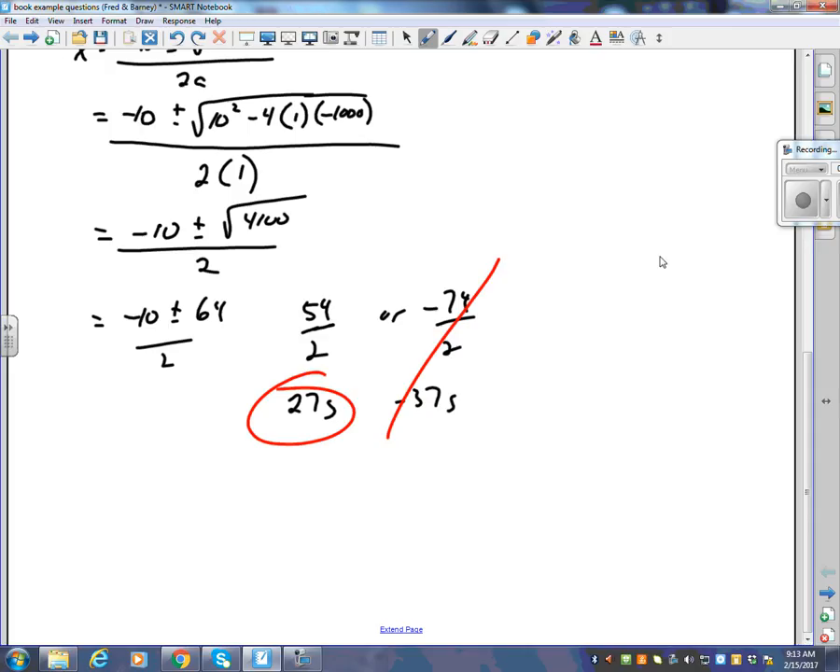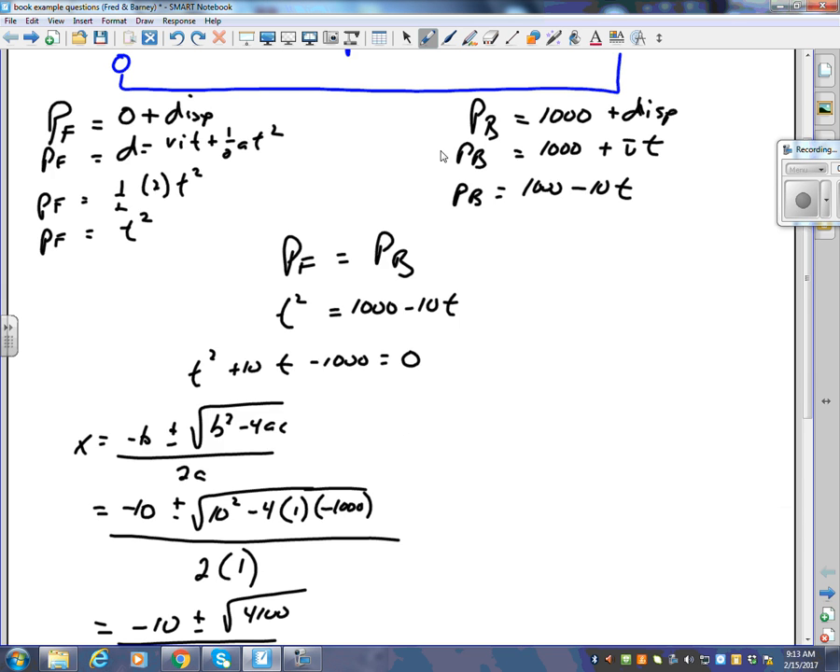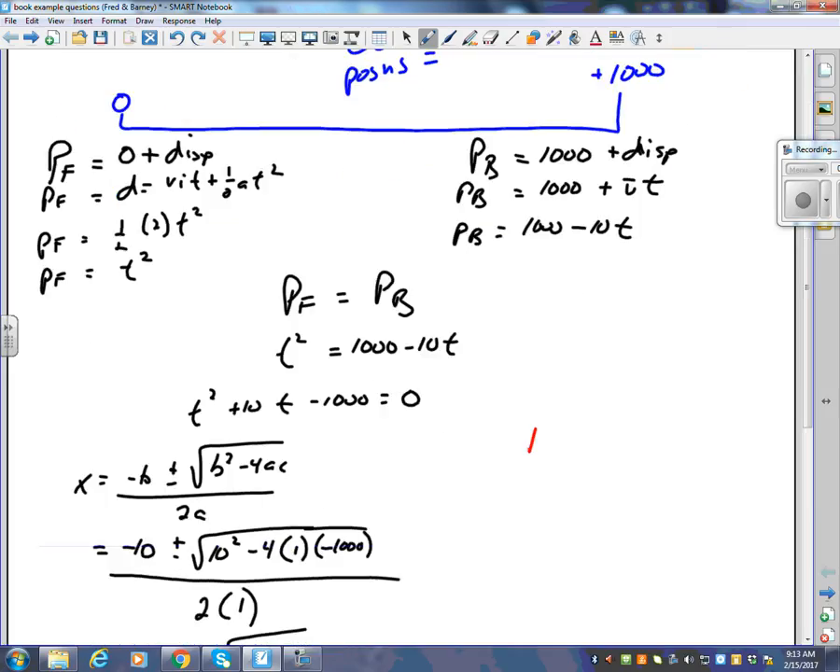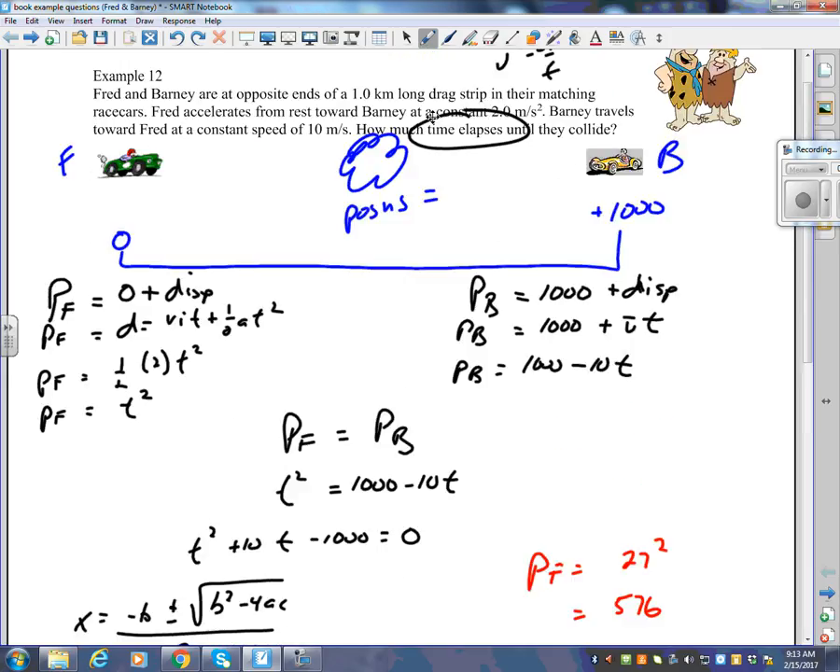It doesn't ask it, but where exactly do they collide? How would we figure it out? Well, the position is t squared, or 1,000 minus 10t. This one's way easier to figure out, isn't it? So position Fred would be, what did we say, 27? 27 squared is 576. So actually fairly close to the center.